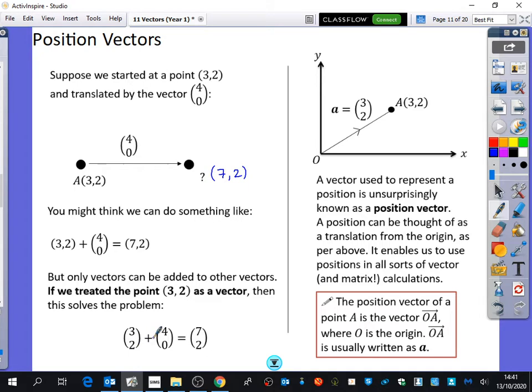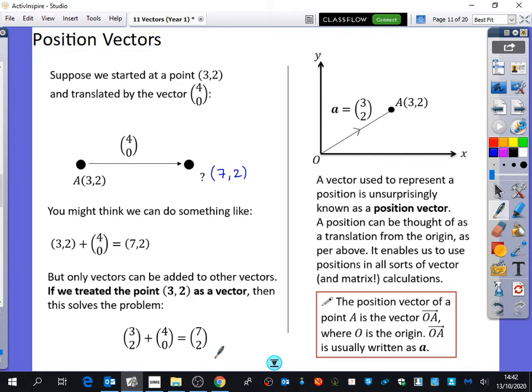And then you go 4 to the right and nothing up or down. This means you will end up at the position 7, 2. The position 7, 2 is 7 right from the origin and 2 up from the origin. So it's the same, but it's got a subtle difference now when we're describing a position. It's no longer a vector floating around in space. It is describing where something lives on the coordinate page.